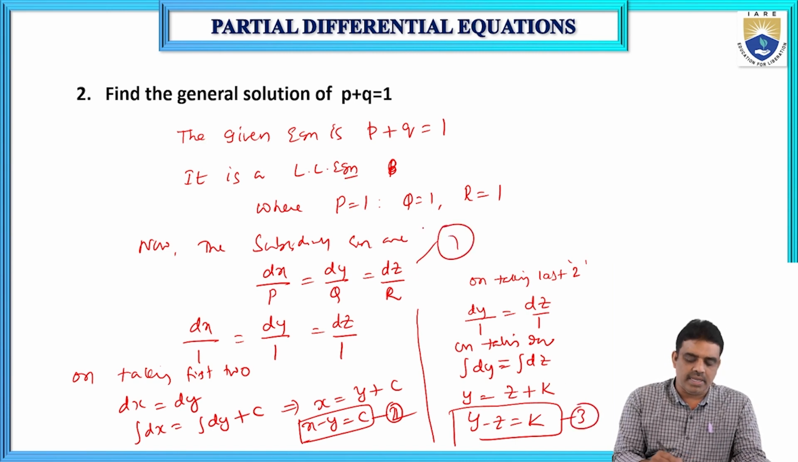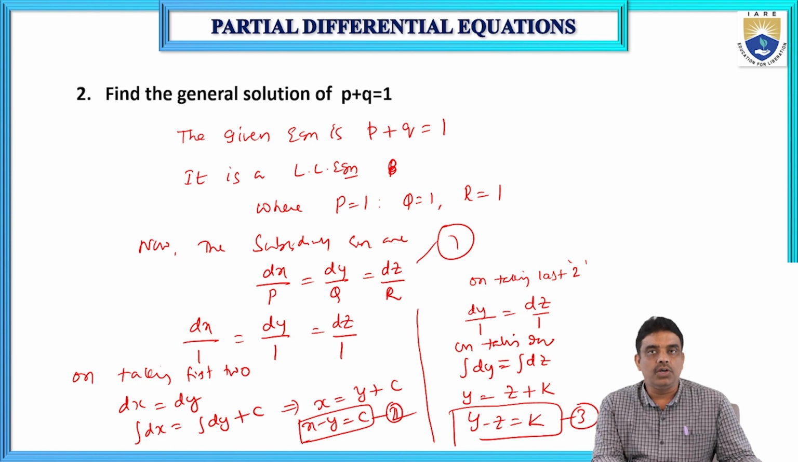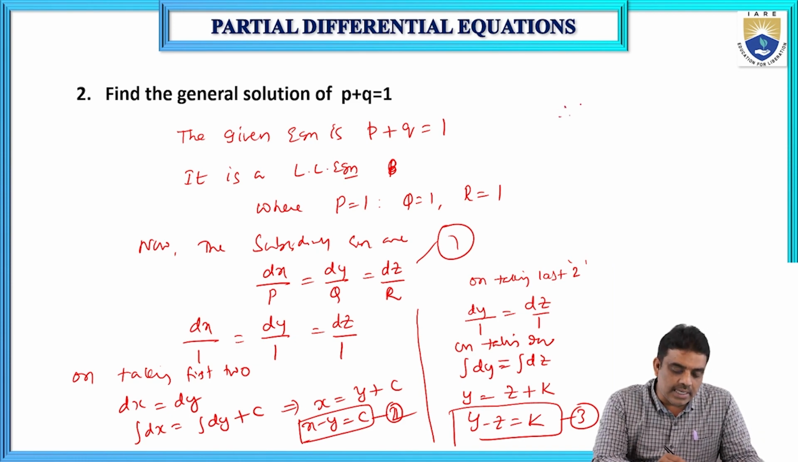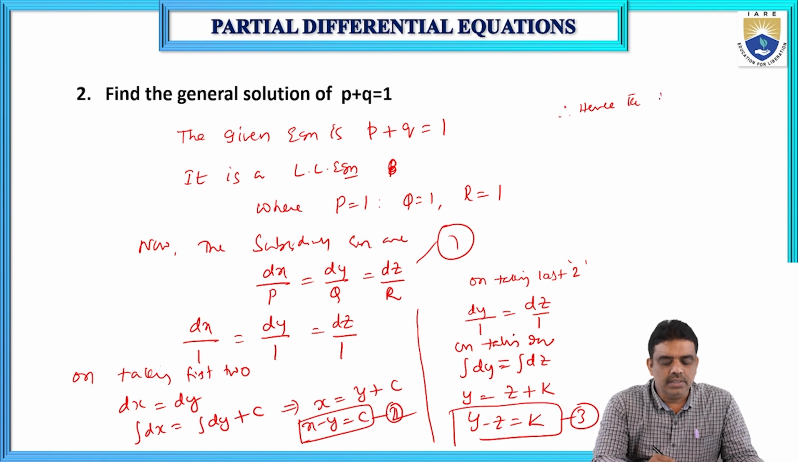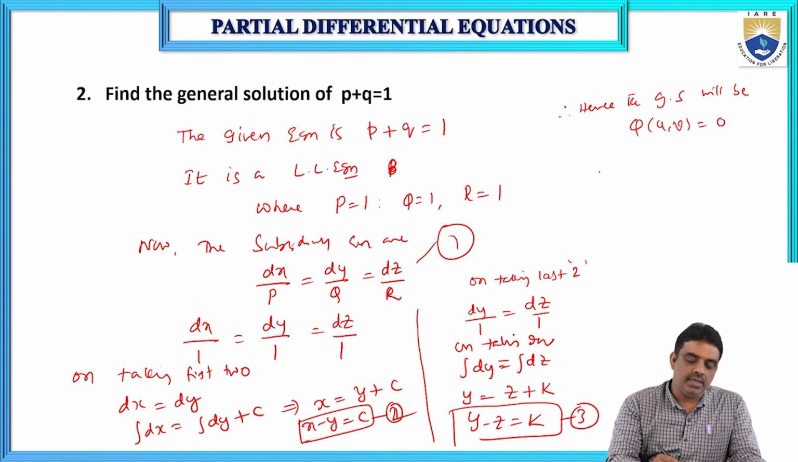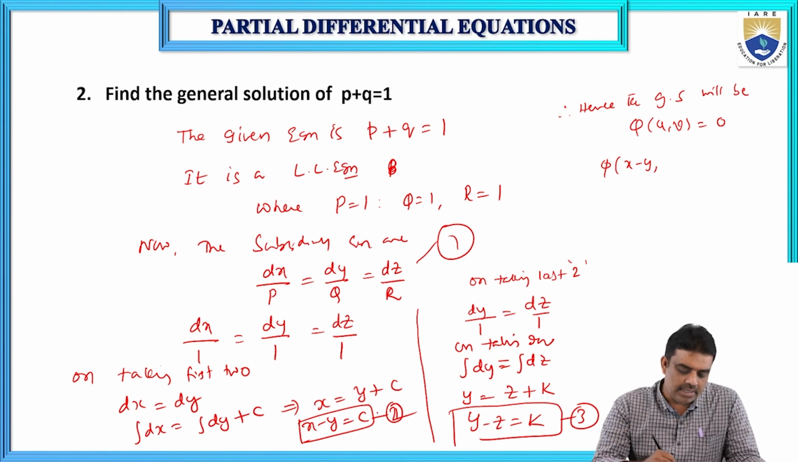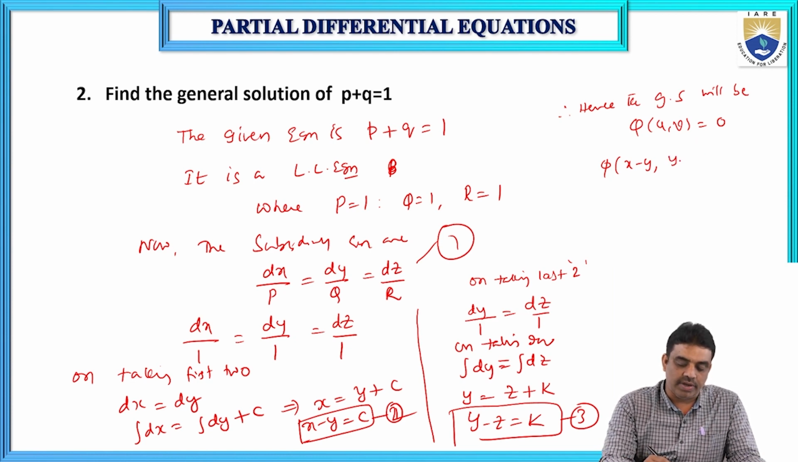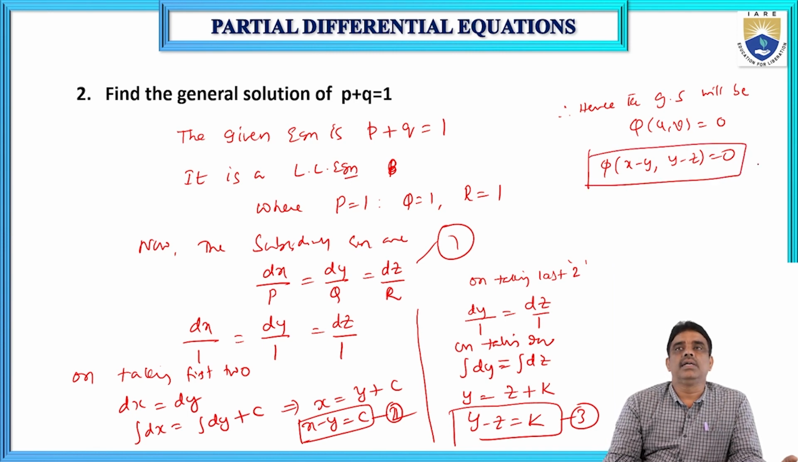These are the subsidiary equations, and 2 and 3 are the solutions: u of x, y, z is equal to c and v of x, y, z is equal to k. Hence, the general solution will be phi of u comma v is equal to 0, where u is x minus y and v is y minus z, which is the required solution of the given differential equation.